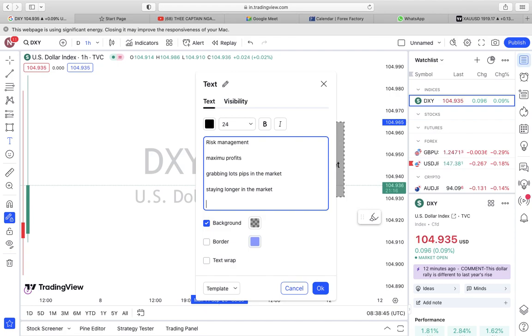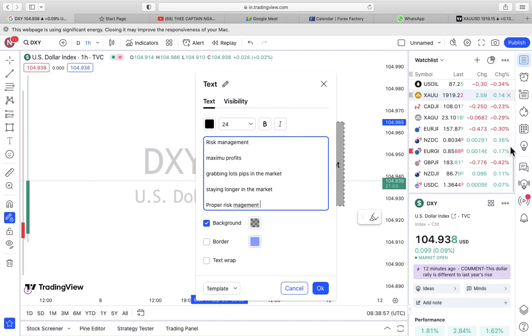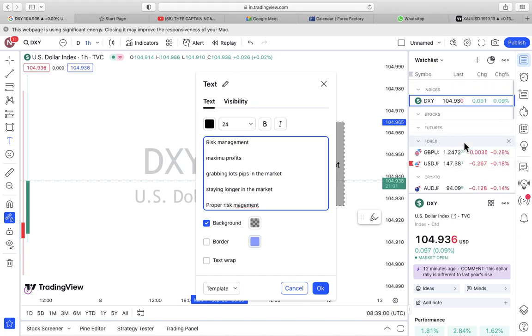By doing what we call proper risk management. When you're doing proper risk management, it means you don't expose a lot of your capital into the market. That is why it is always advised not to expose a lot of your capital to the market. Just expose a quantifiable capital, and have a reasonable risk to the market.